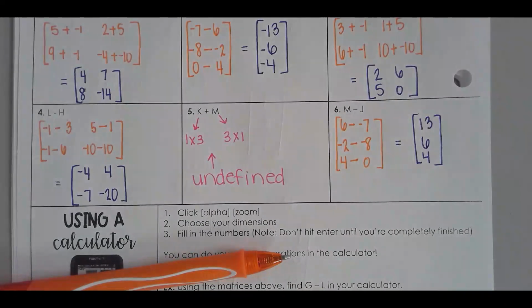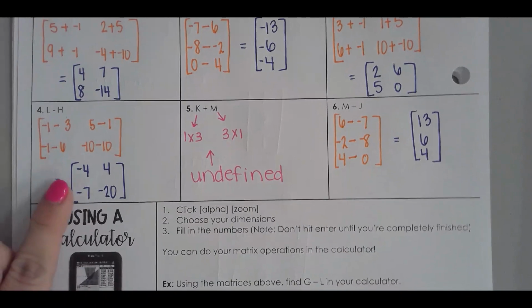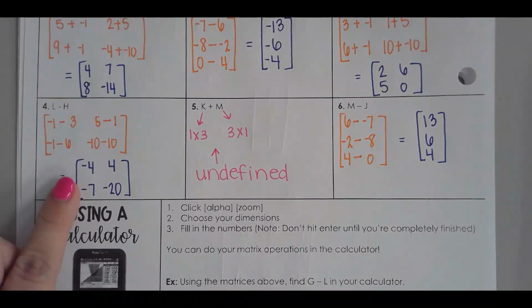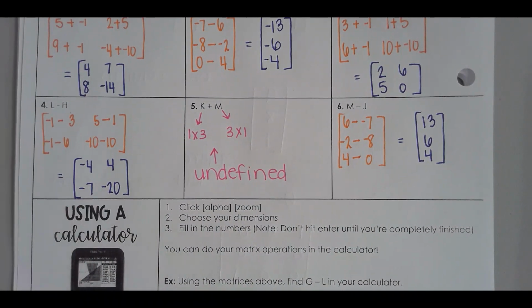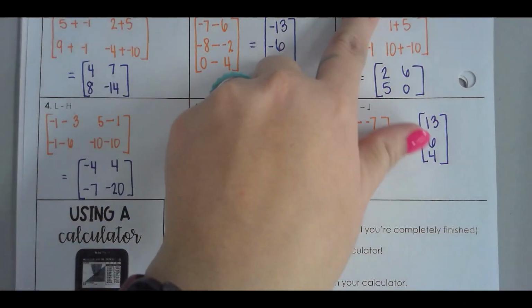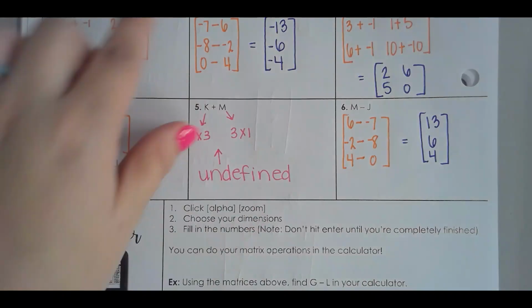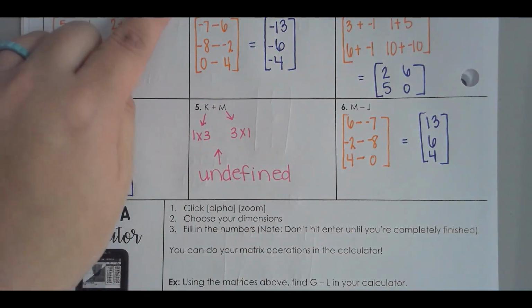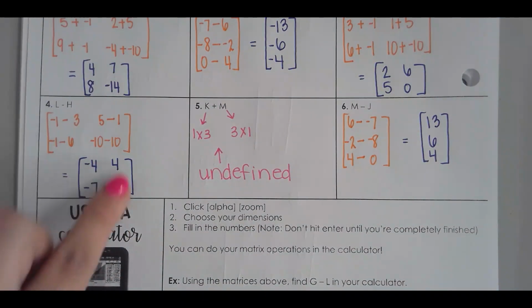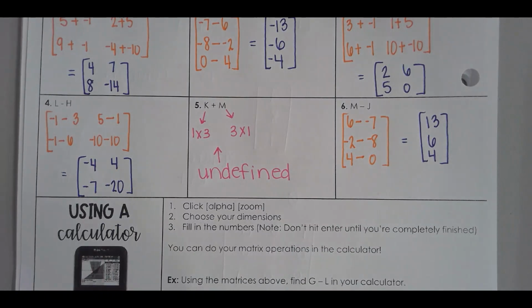Alright, so I have filled in 4, 5, and 6. So number 4 worked out just fine. You are subtracting, and it's L minus H. So it's important that you did the -1 from L minus the 3 from H. If you do it backwards, all of your signs are going to be flipped, and that's not the right answer.